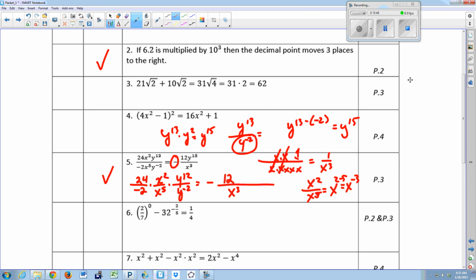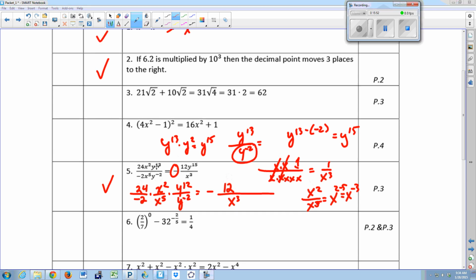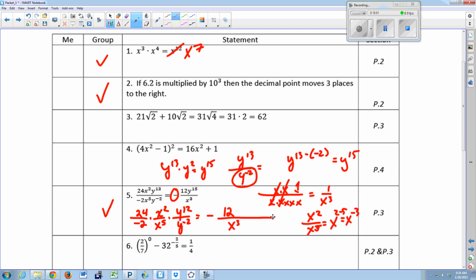My little acronym, I'm going to go offline now. I don't want this all over YouTube. When you divide, you subtract your exponents. Okay, so that is a little memory device. I used to teach that when I did 096.